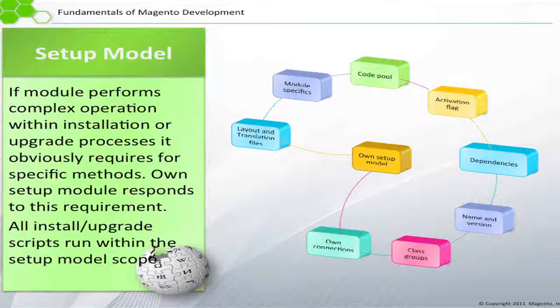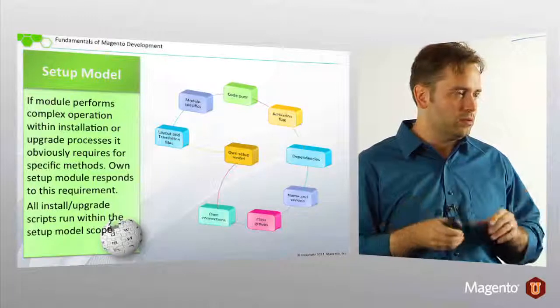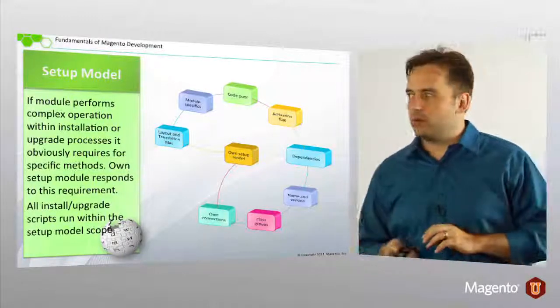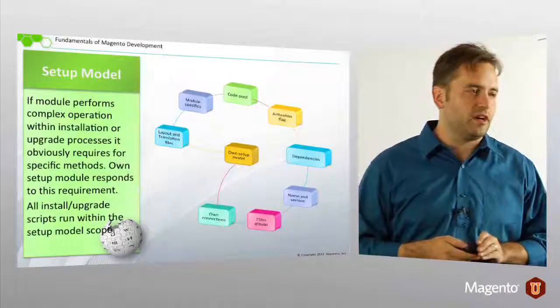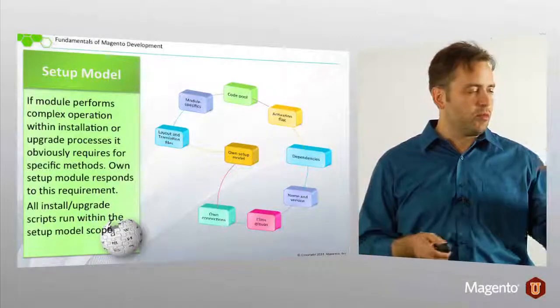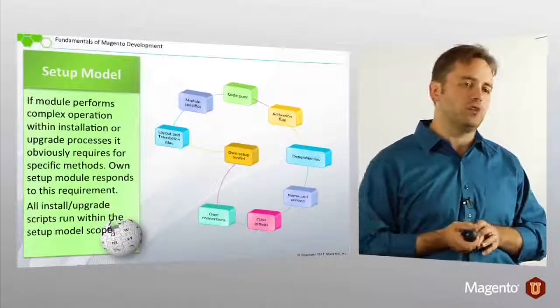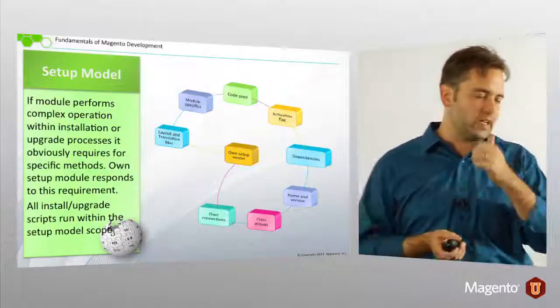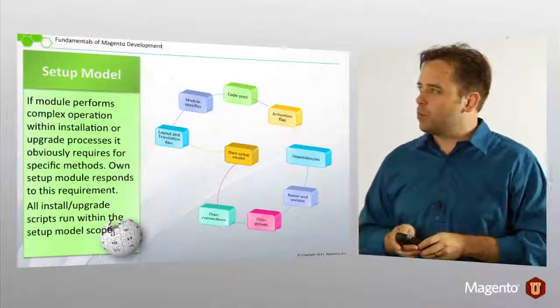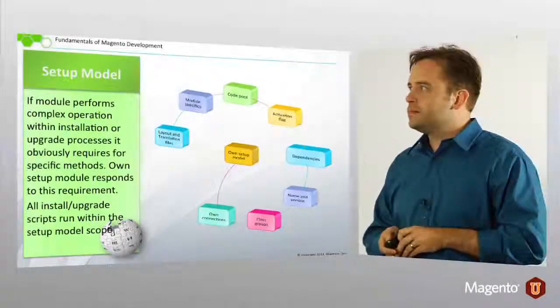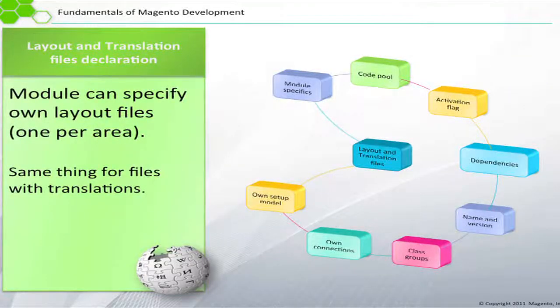If you have some kind of complex logic that your model needs to install, you can create your own setup model and specify that logic in there, especially if you need to grab information from other models. Depending on the time that we have, we'll look at that. We'll at least look at it in the context of the catalog module, but we may not do that in our own module. You can also specify layout and translation files, one per area, so front end and admin. And we will be looking at specifying a layout file for our module shortly.